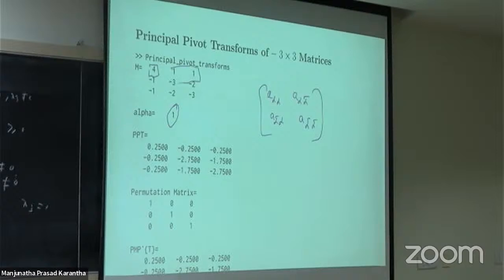This will be alpha alpha, this will be alpha over alpha, and this will be alpha over alpha. Then here this will be A alpha alpha inverse. Just a minute.